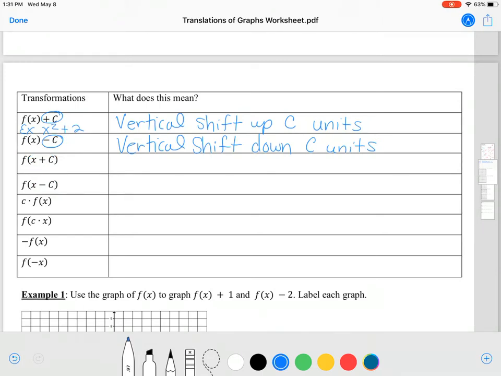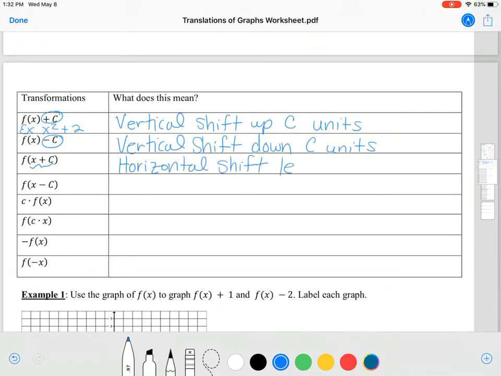When you're adding or subtracting a value, the first thing you want to recognize is whether that's going to be a vertical or horizontal shift. If you're adding or subtracting it to the x, it's going to be a horizontal shift. And if you're adding or subtracting it to the entire function, then that's going to be a vertical shift. Now, the x's are a little bit different and a little bit anti-intuitive. If I see that I'm adding something to my value of x, then that actually means I'm moving to the left C units.